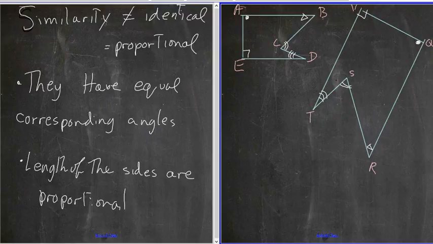That almost makes it proportional. Similar and proportional are two terms that can be used interchangeably. The other thing that needs to happen for this to be similar is I need to show that my sides are proportional. So let's say that AE is 7 centimeters and ED is 11 centimeters.